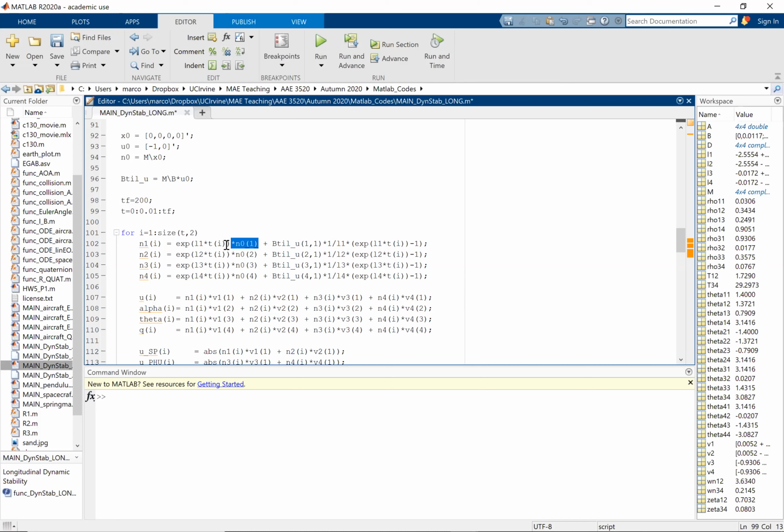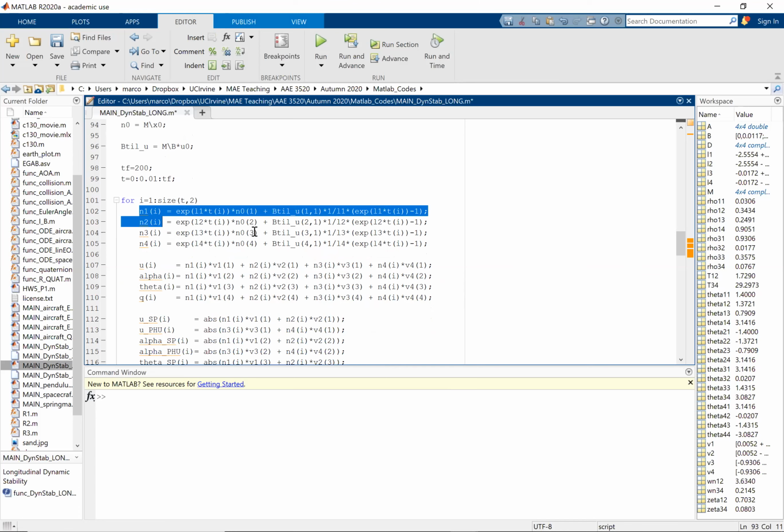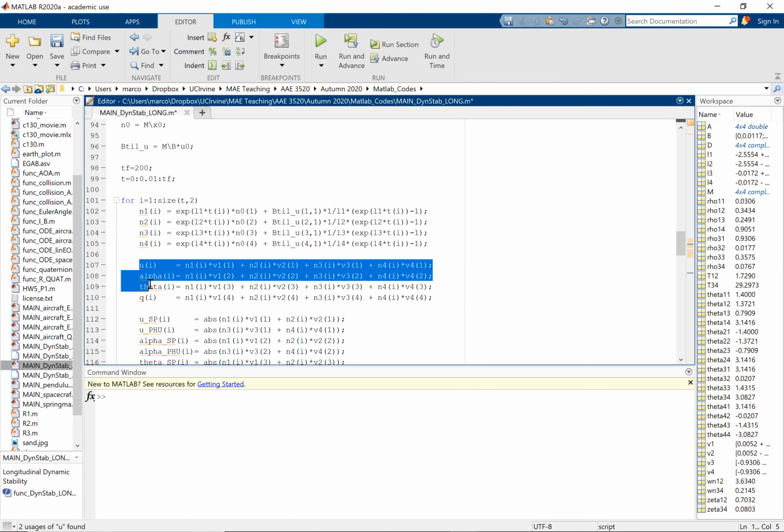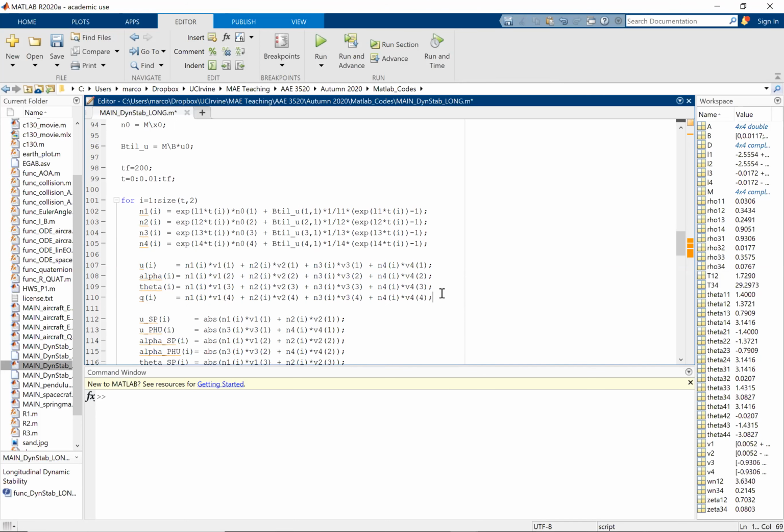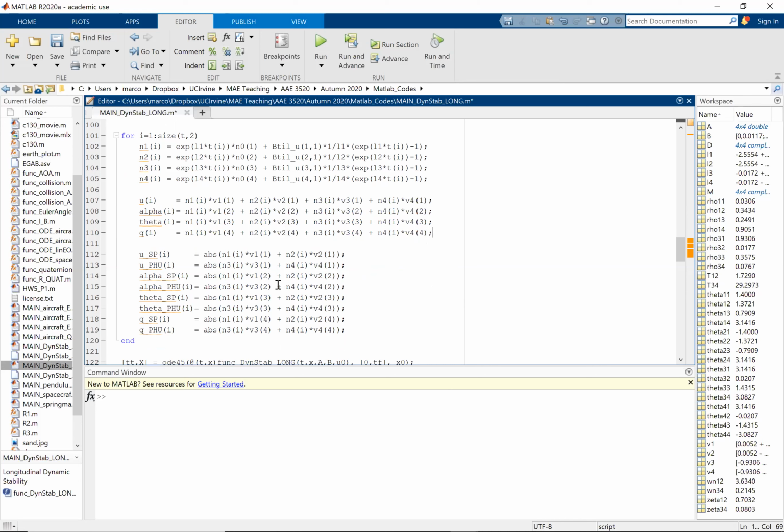And here I've included also the first part, just in case your initial state is non-zero. So this is a more general form. So you can just change the initial condition in terms of the state vector, and it will work. So once you have the modal amplitudes, you can create the states u, alpha, theta, and q. And over here, there are the contributions of u, alpha, theta, and q due to the short period mode or the phugoid mode.